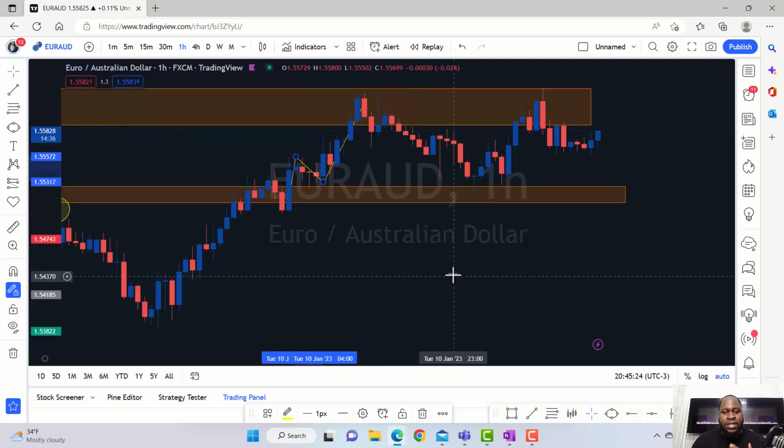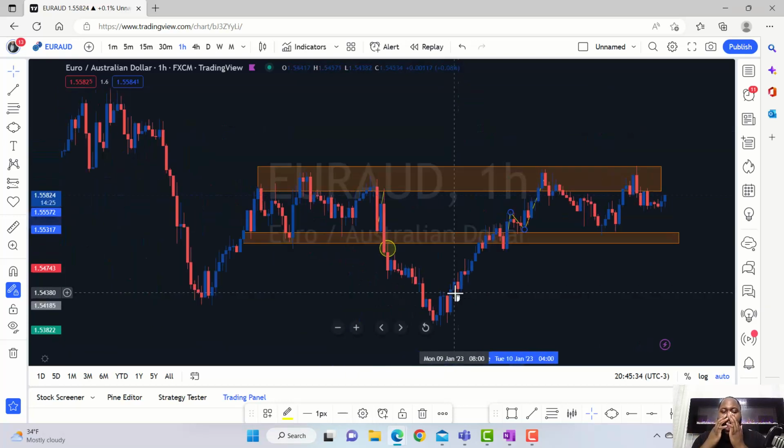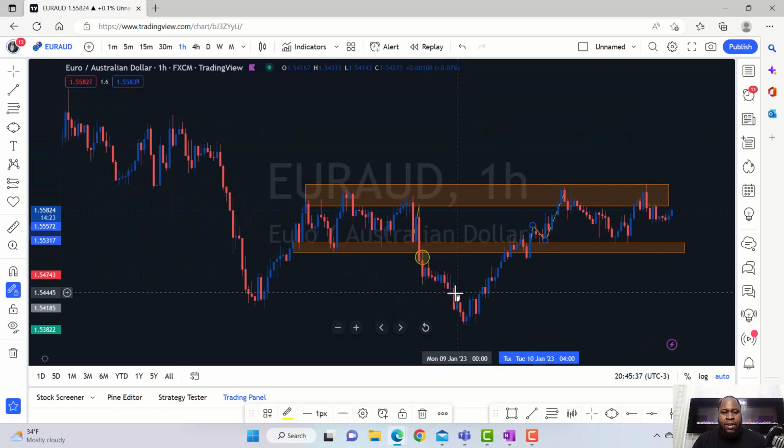And this is what you could take advantage of in terms of not only a breakout strategy, but even breaking back into the zone. You could also take advantage of that as well. Okay, so I want you to identify these areas in the market, because they're going to keep repeating themselves.